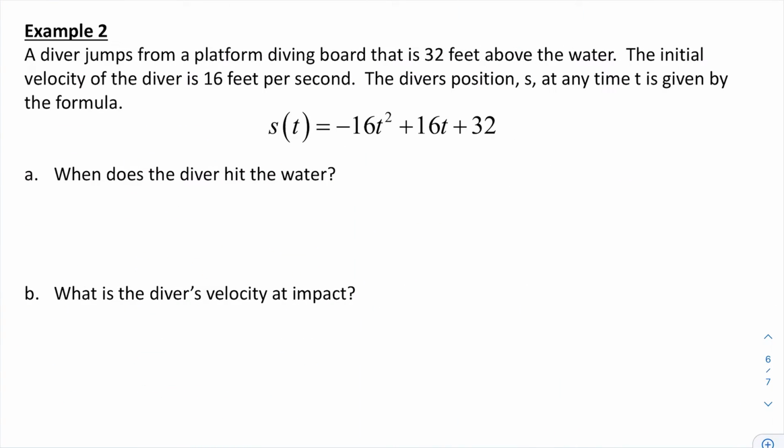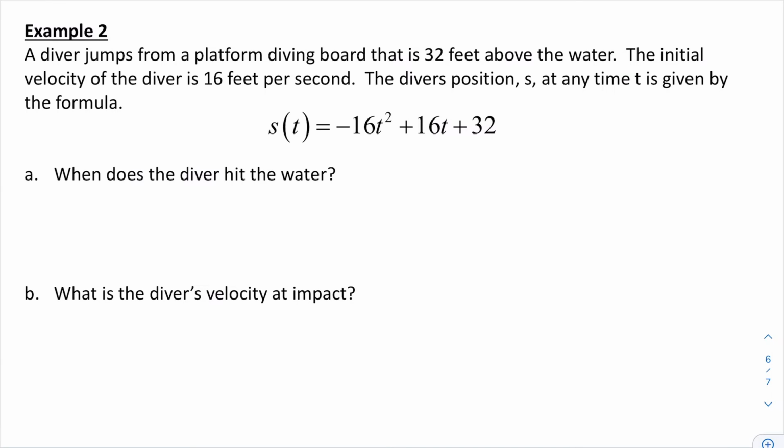Okay, example 2. A diver jumps from a platform diving board that is 32 feet above the water. The initial velocity of our diver is 16 feet per second. The diver's position at any time t is given by this formula. So again, the book is going to have you get this formula. They give you the general formula that, if you're in physics, should look familiar.